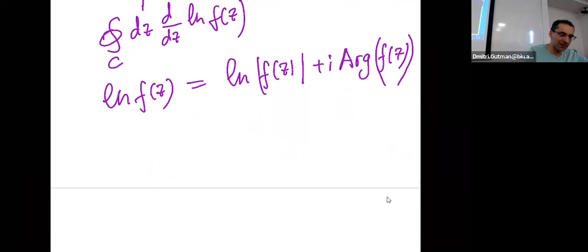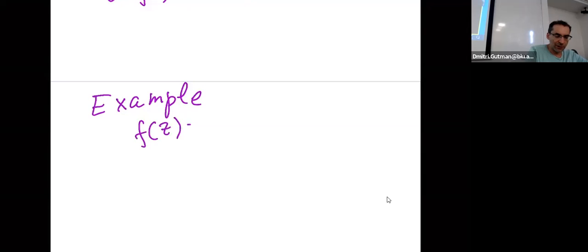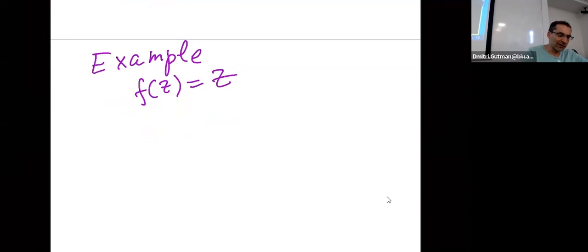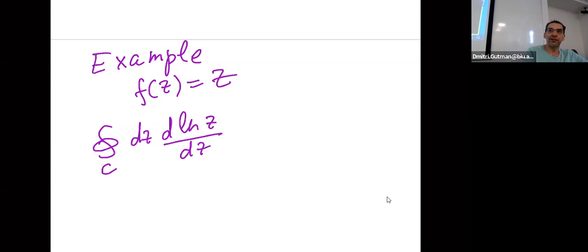So let us be very, very specific. Let us consider the simplest example: f of z being equal to z. That's the simplest function you can possibly imagine. And let's compute an integral along the contour C of dz d logarithm z over dz, which is an integral along C of d logarithm z.